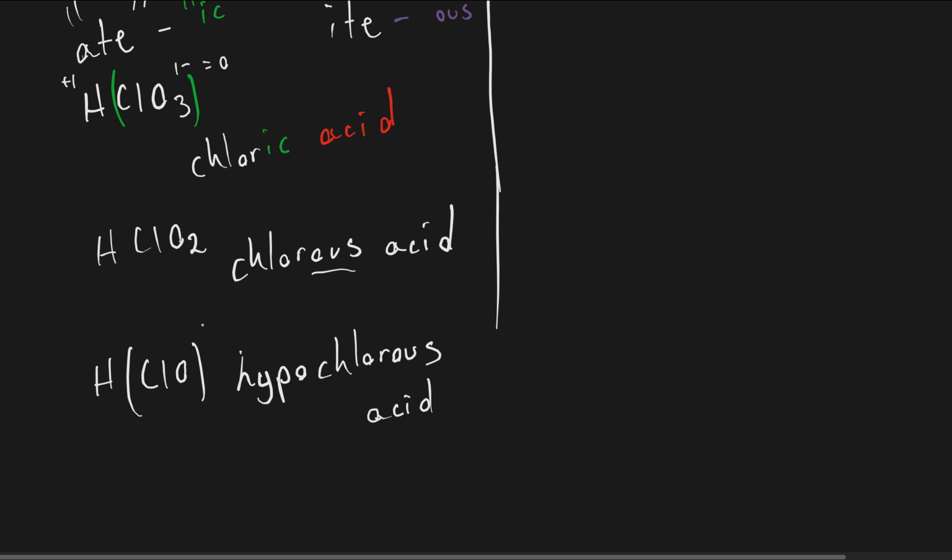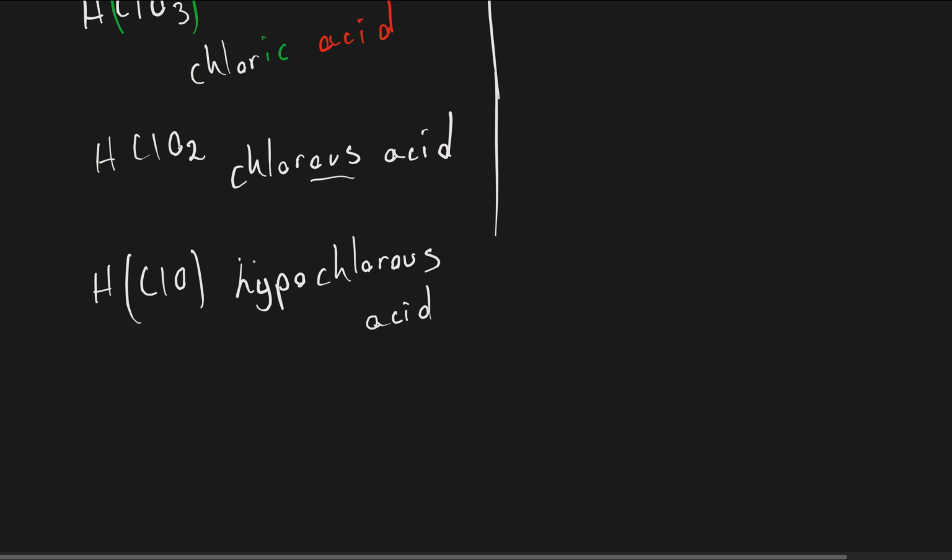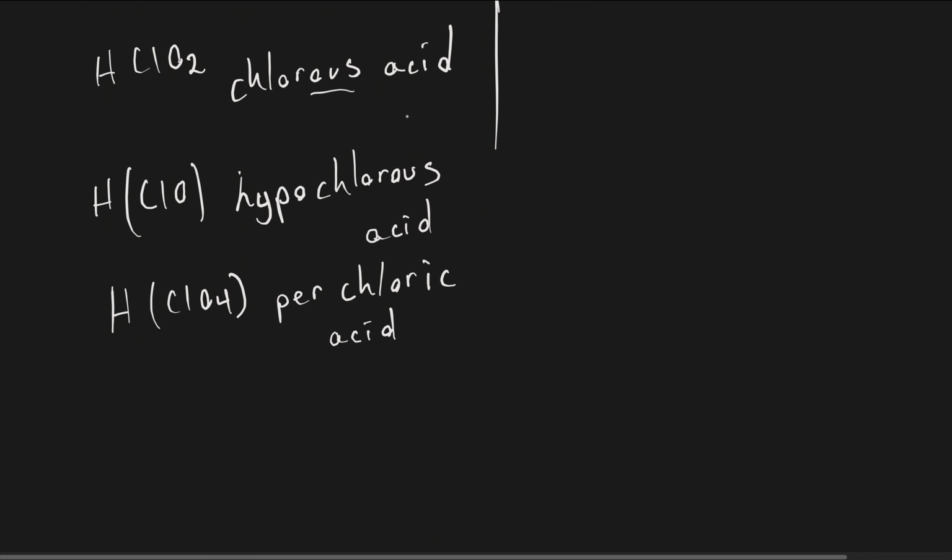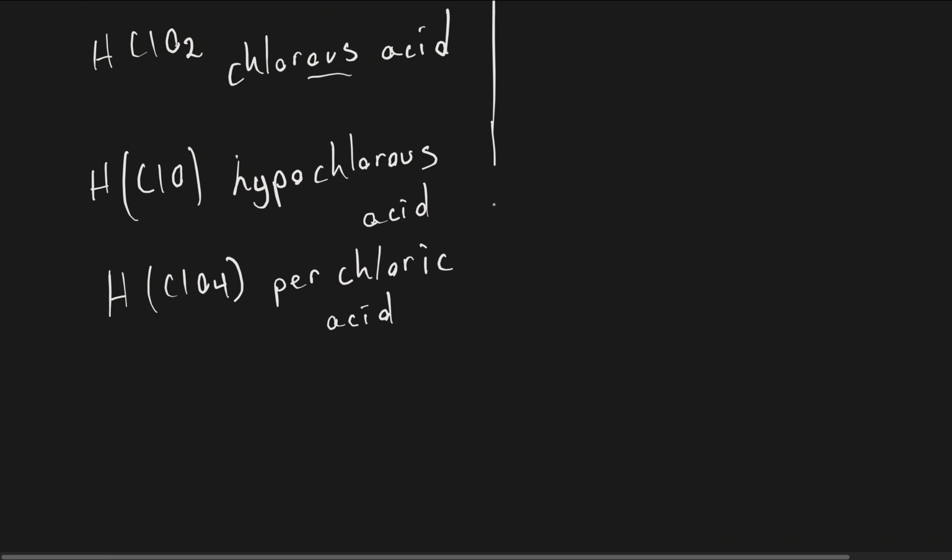The same thing can be said for the perchlorate polyatomic ion. For example, we have the hydrogen, and then we have the ClO4, meaning that it has one more oxygen, so it becomes perchlorate. But since it's an ate and it's an acid, it becomes ic, so it's perchloric acid. Now, a good way to remember how to change ate to ic and ite to ous is by using this mnemonic right here.